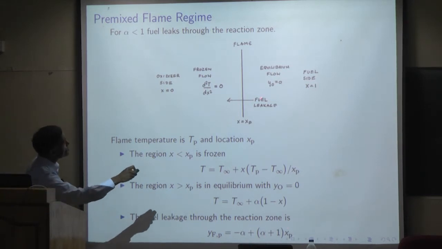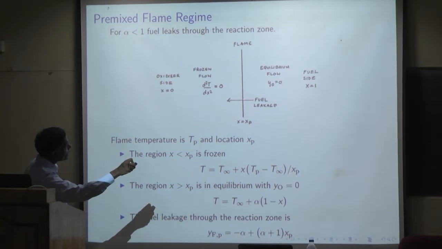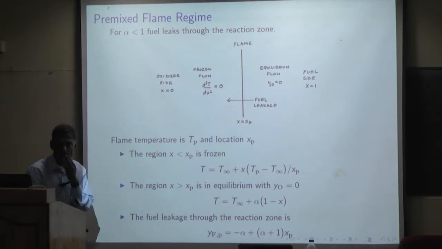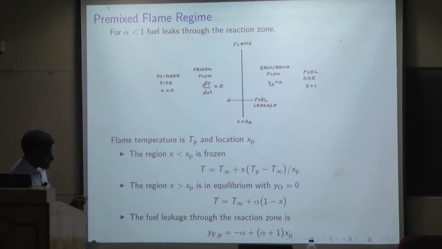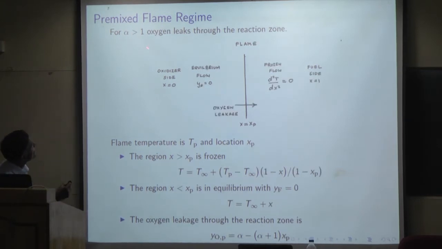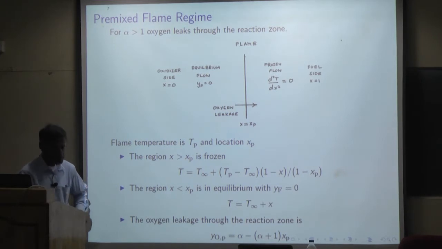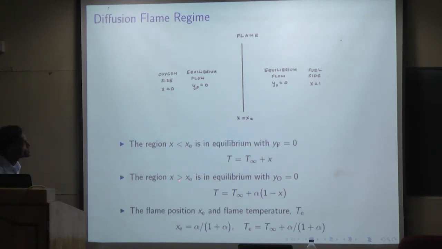The reason why this is frozen is because fuel can leak. Since there is oxygen on this side, and oxygen and fuel are not reacting even though there is fuel present, that's why the flow is frozen. And then the other thing you can have is, for alpha greater than 1, it's possible to have frozen flow on this side and equilibrium flow on this side. In this case, you have leakage of oxygen rather than leakage of fuel. Again, you can get the temperature profiles and also the leakage, to the leading order. And this is the one which is of most interest. This is the Burke-Schumann flame, for example.